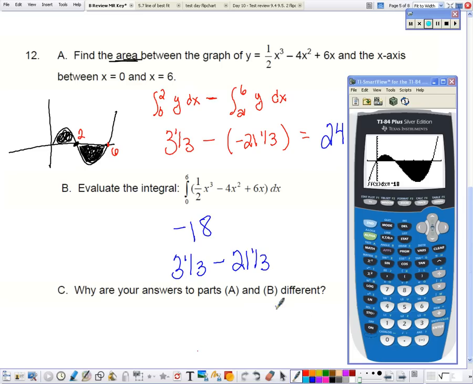So the answers to A and B are different because A is asking for area, which is always positive. It's the space that the two regions of the graph take up. Where B is just asking for the integral, and because more is underneath the x-axis, it's a negative value. If more had been on top, it would be a positive value.